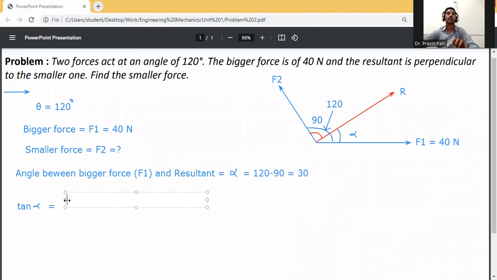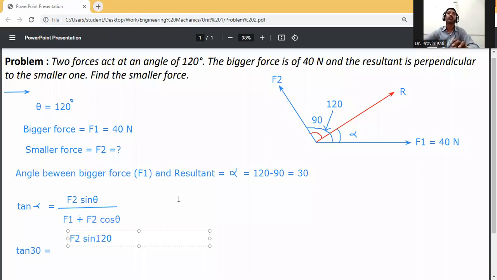tan alpha is equal to F2 sine theta divided by F1 plus F2 cos theta. Okay. So theta is equal to 120 degrees. Put all these values: tan 30 is equal to F2 sine 120 degrees divided by F1, which is 40 Newton.